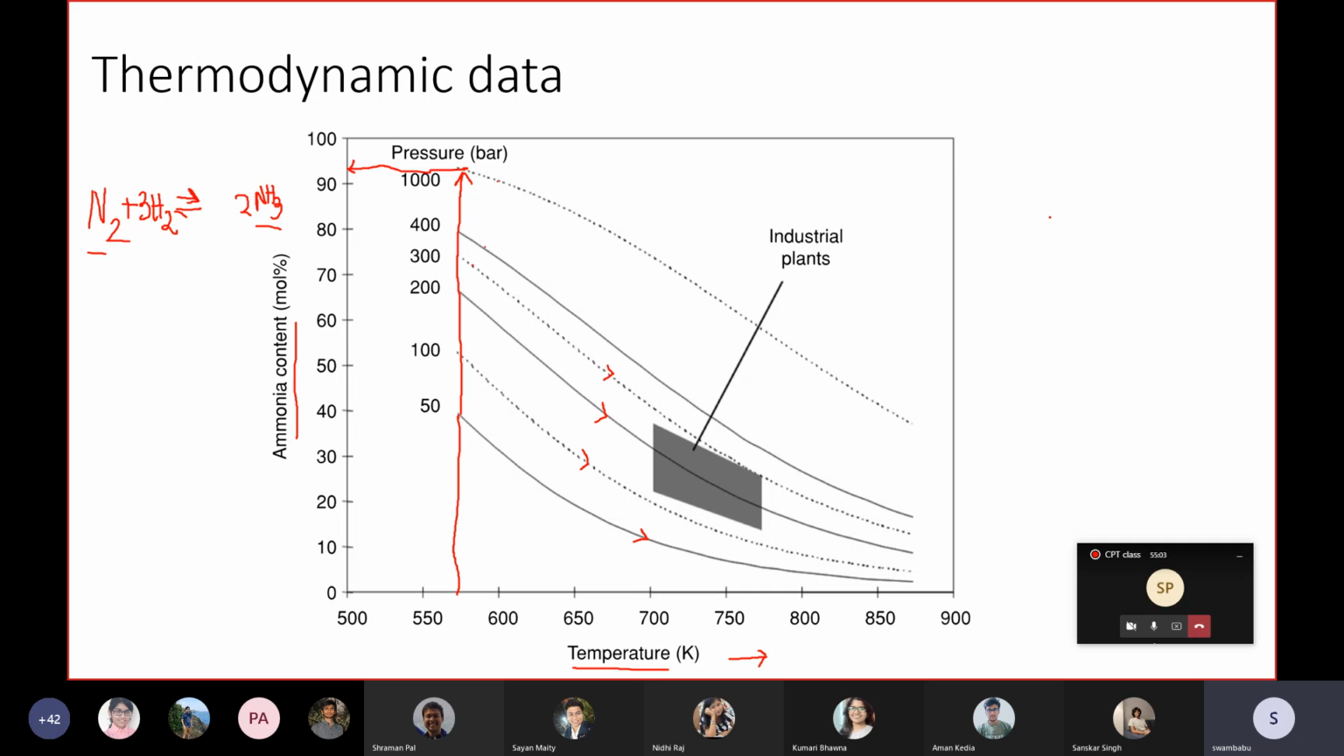So why, with increasing pressure, is the ammonia content increasing, or the conversion increasing? Why, with increasing temperature, is this decreasing? Any guess from the students why this has happened?